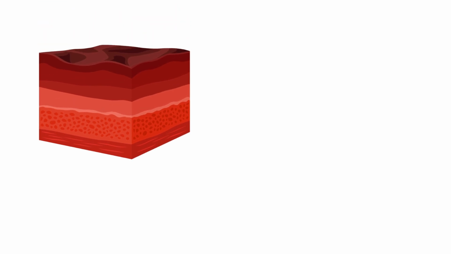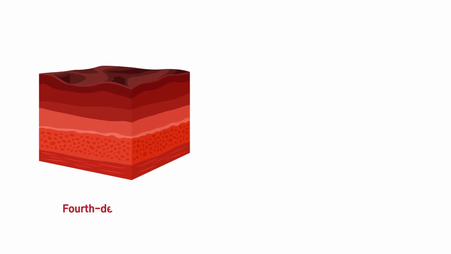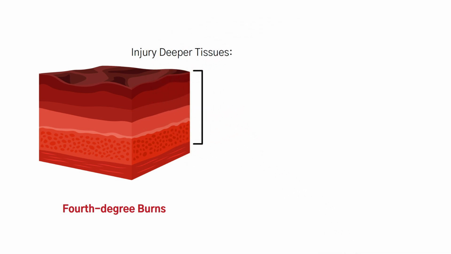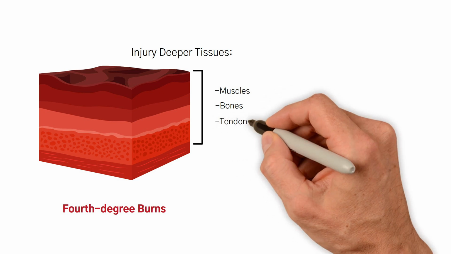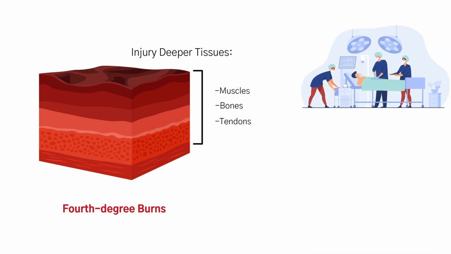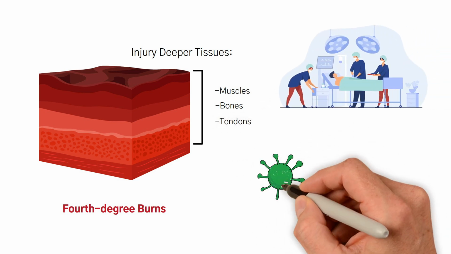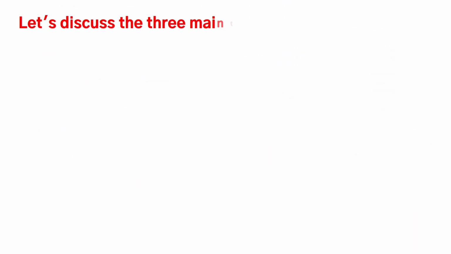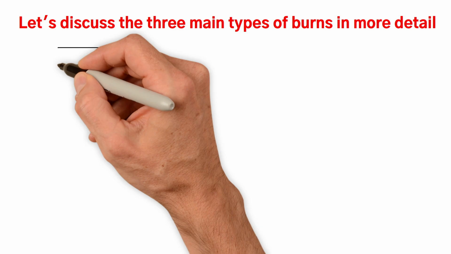If you didn't already know this, there is one last type of burn that is not commonly discussed. It is called the fourth-degree burn. These burns, again rarely discussed, extend into muscles, bones, and tendons, often requiring surgical intervention and posing a significant risk of infection and shock. Let's discuss the three main types of burns in more detail.